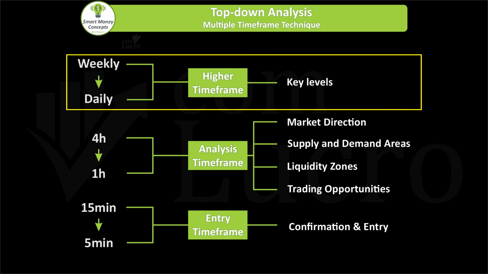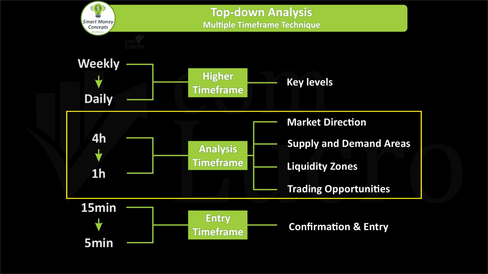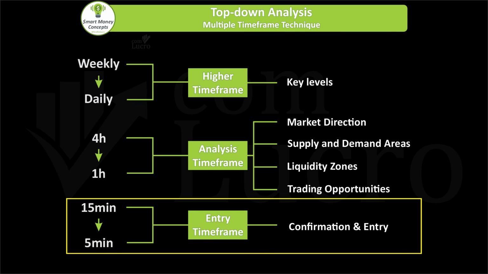First, we have the weekly and daily time frames, which we use only to identify key levels of the market structure. Second, we use 4-hour and 1-hour time frames for most of the analysis, including identifying market direction, supply and demand areas, order blocks, liquidity zones, and trading opportunities. Third, we use 15-minute and 5-minute timeframes if we need more confirmations and entry reasons in lower details. Now, let's apply these concepts to the real chart of multiple pairs to fully understand this technique.